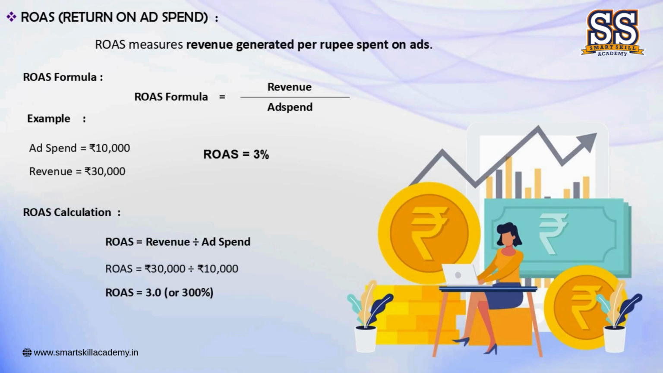While there is a small typo in the example label showing 3%, the calculation below confirms the true value is a 3x return. In marketing terms, this means for every 1 rupee you put into the platform, you're getting 3 rupees back in revenue. Understanding this ratio is vital because it helps you identify which campaigns are profitable and which ones need to be paused or optimized.